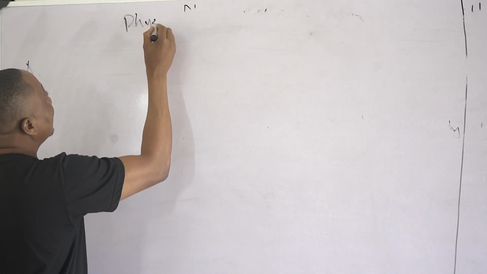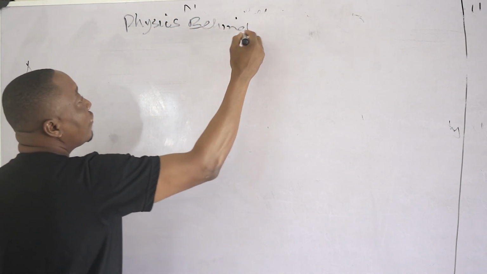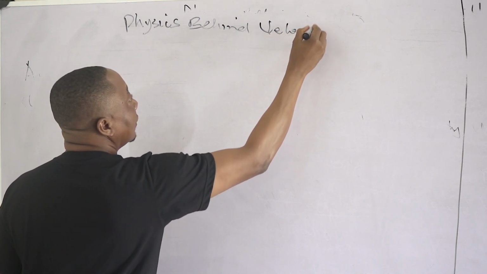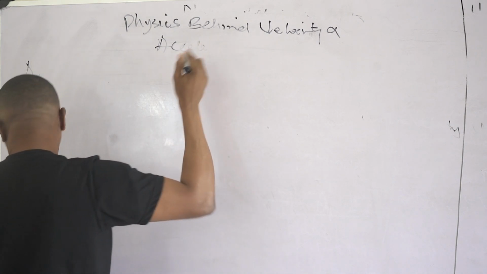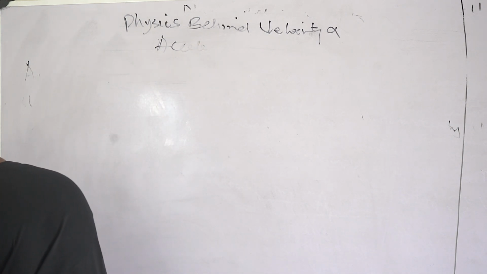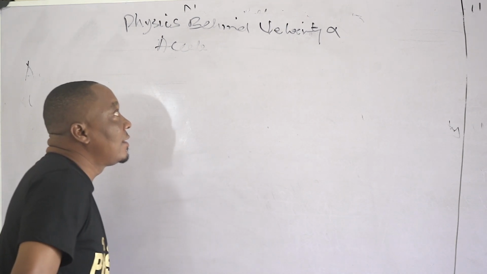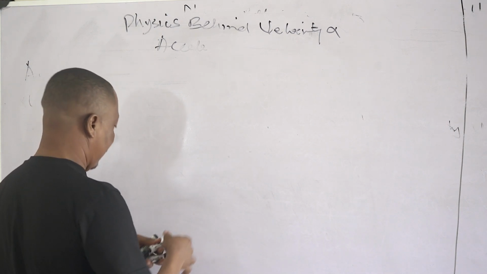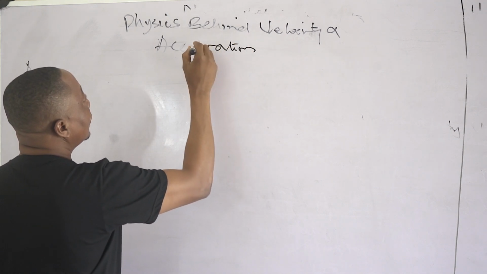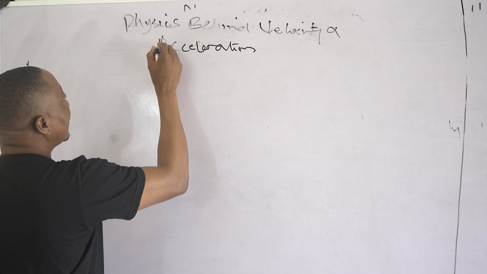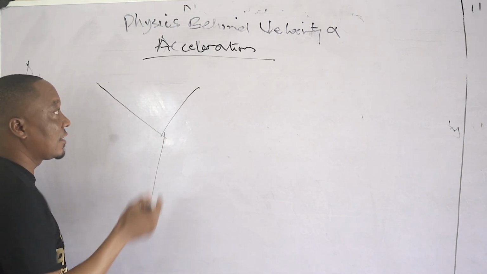Physics behind velocity and acceleration. So we are going to use a tree diagram in order to easily explain velocity and acceleration.